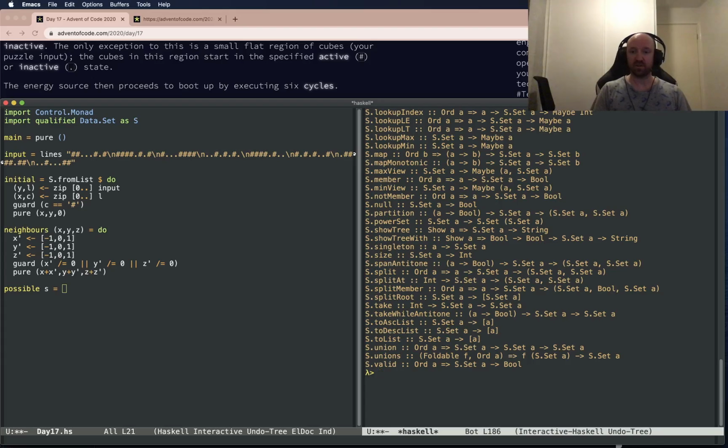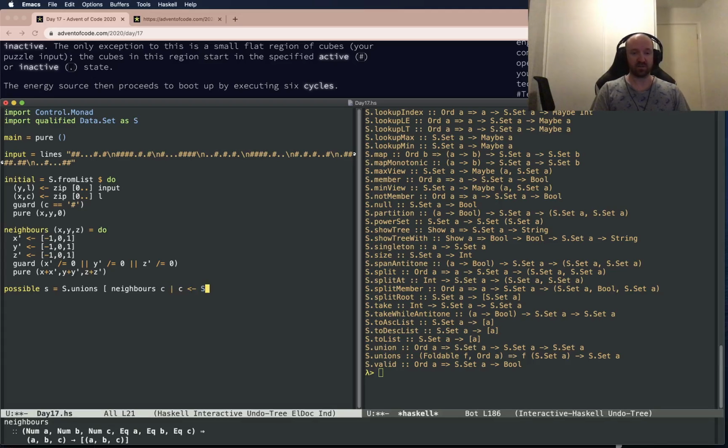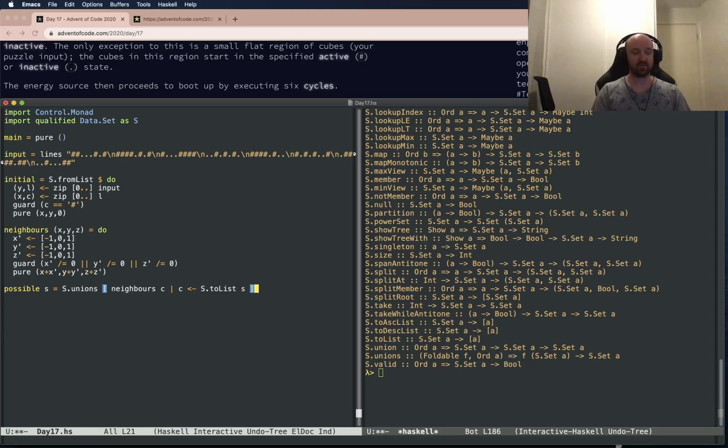Is there a function in here? Yeah, unions. That's good. So I want the unions of all of the neighbors of coordinate C such that C is in our set. So all the neighbors of all the active cells union together. And we'll throw in S as well. There we go.